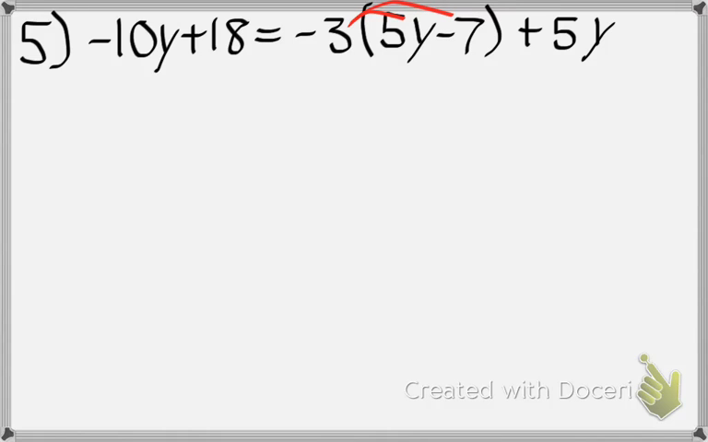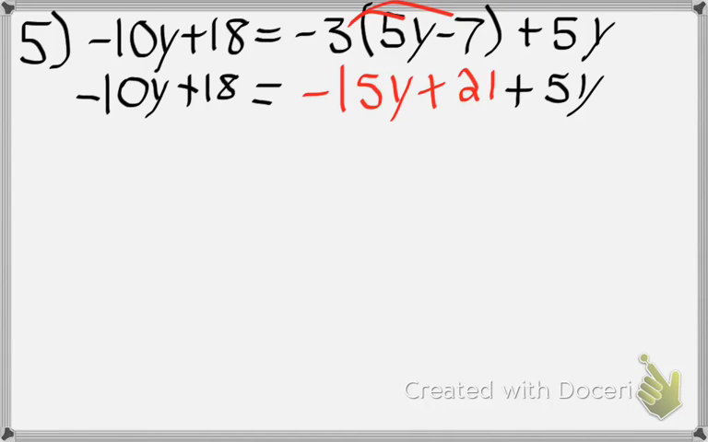I'm going to skip that step of writing the multiplying just for the sake of space. Negative 3 times 5y is negative 15y. Negative 3 times negative 7. A negative times a negative is a positive. 3 times 7 is 21, so plus 21. Now, drop down everything else, and then we'll continue.